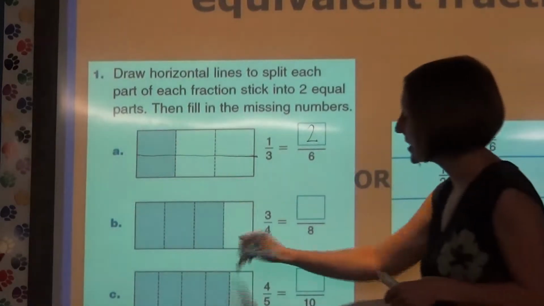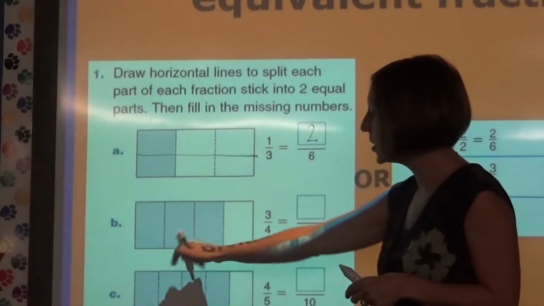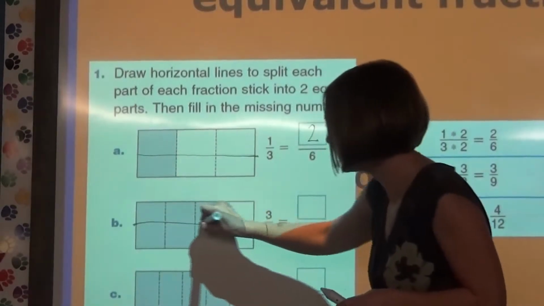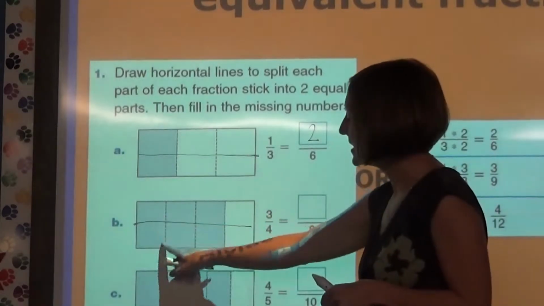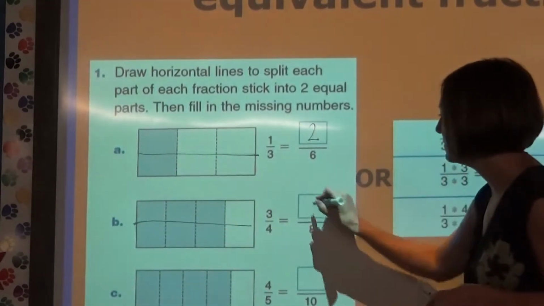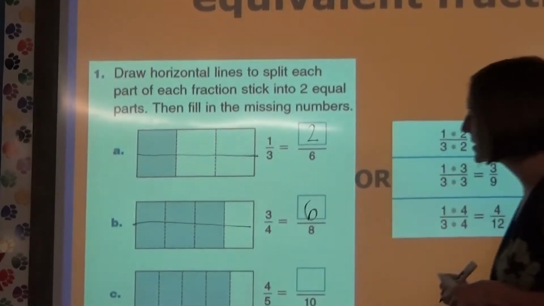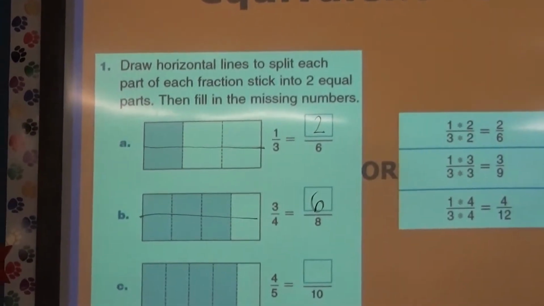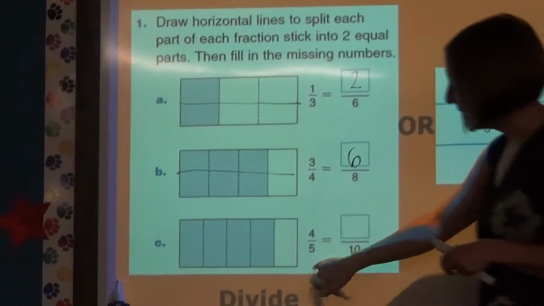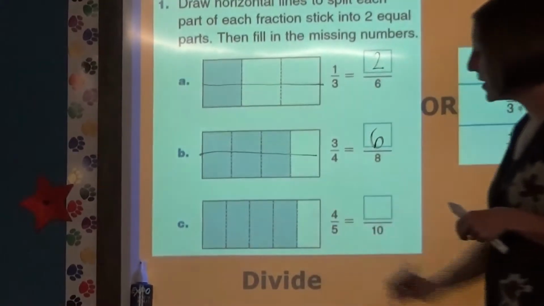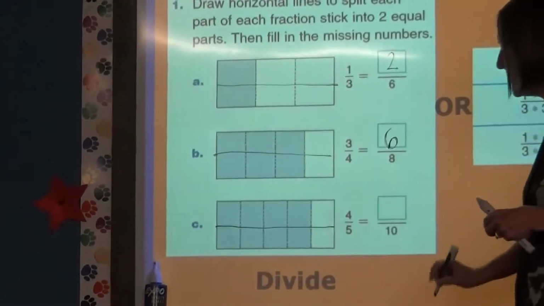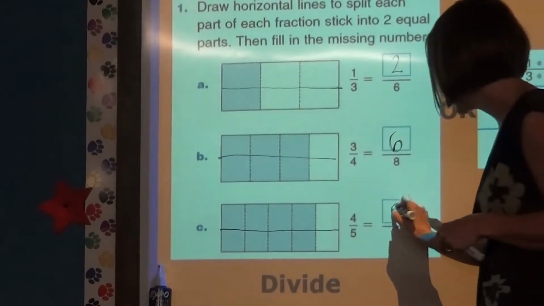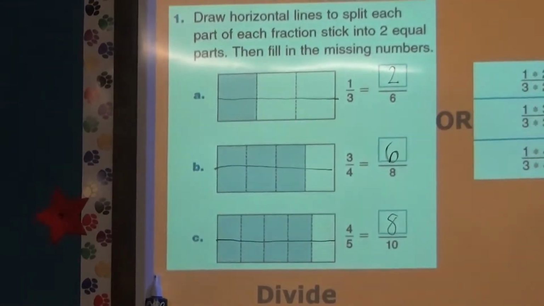If we take another look at this example, so far we have 3/4 of the box filled in. We split it in half, now we have 8 parts, and 6 of those 8 parts are filled in. So our fraction is 6/8. 6/8 is equal to 3/4. And again, we have 4 out of the 5 parts shaded in. If we split that in half, we divide our rectangle. Now we have 8 out of the 10 parts filled in.